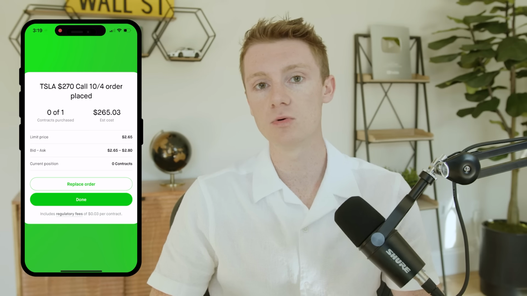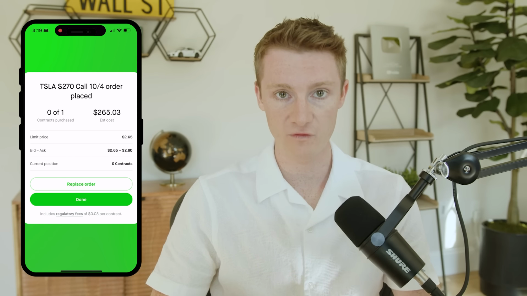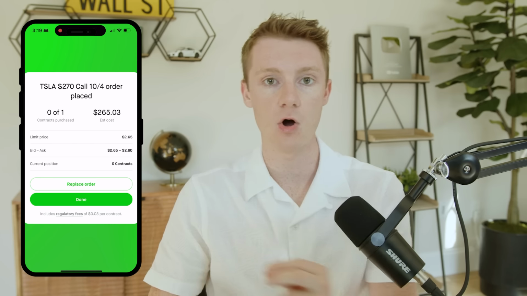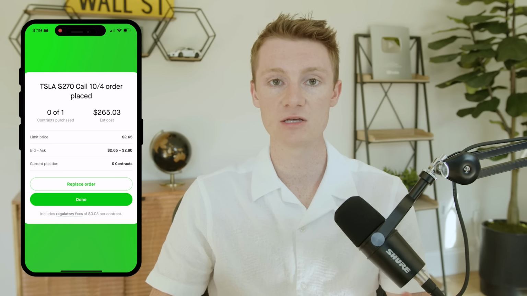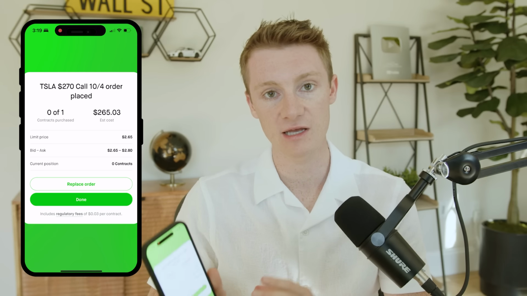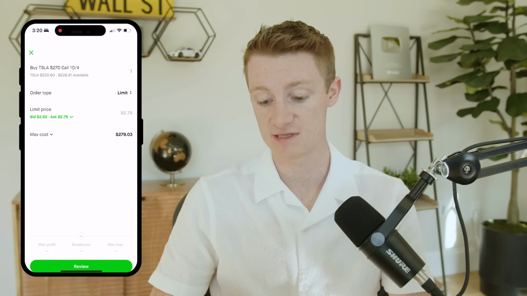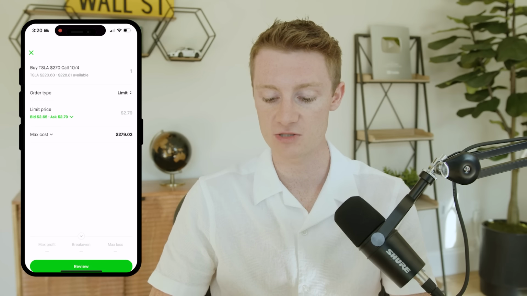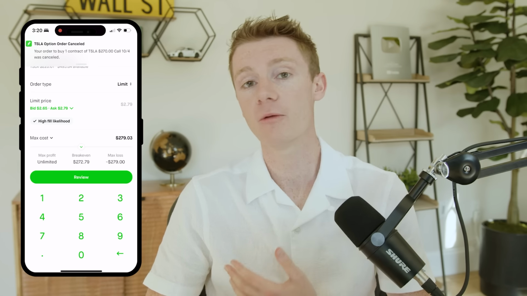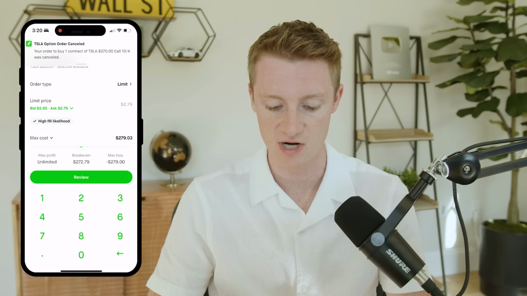When it comes to liquidity behind the contracts, there are two variables, the volume and the open interest. These are two things we can look at that will tell us if we're realistically going to be able to get filled on a contract, if we're going to be able to trade that contract, and if we're going to be able to get out of it. Does that make sense? So if we hit replace order and we're still not getting filled, that probably means there's not a whole lot of liquidity. There's not a lot of people buying and selling these contracts.